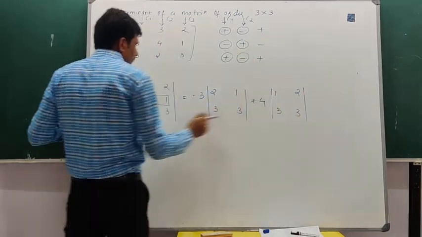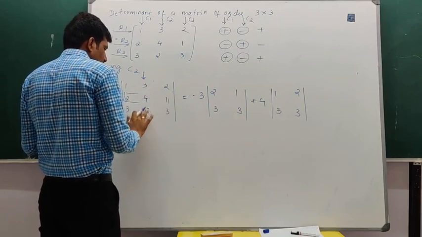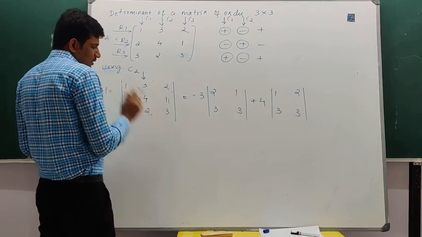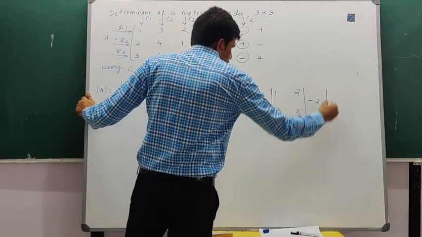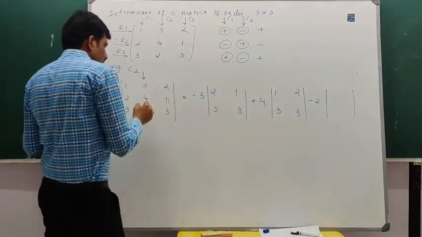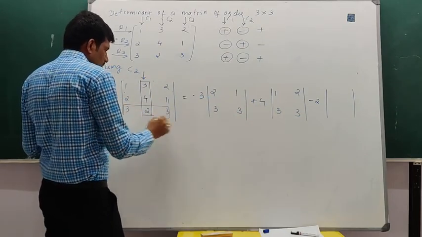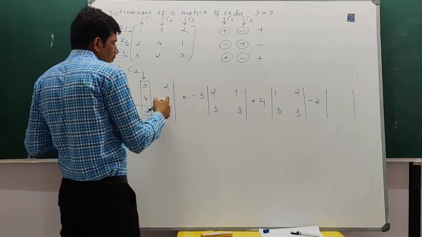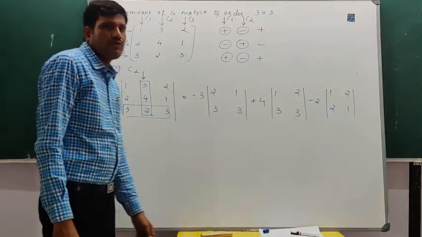Next, what is the sign of the third element in the second column? That is minus. So this is the third element in the second column. Minus into plus is minus 2 into determinant of C. Where is this 2 present? Second column and third row. What is left here? 1, 2, 2, 1, 2, 2. Right. So this is how we can expand.